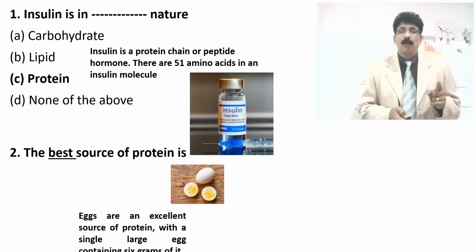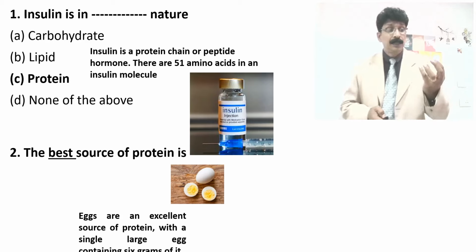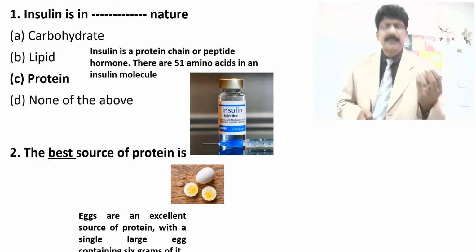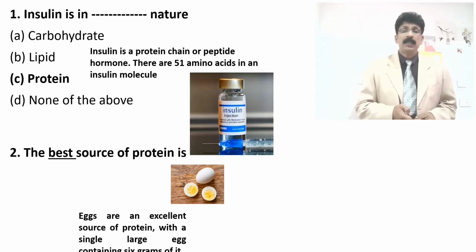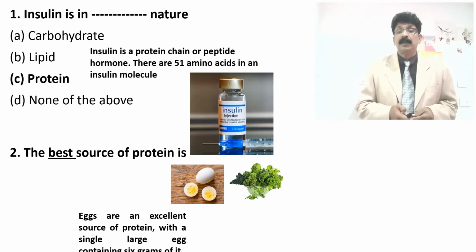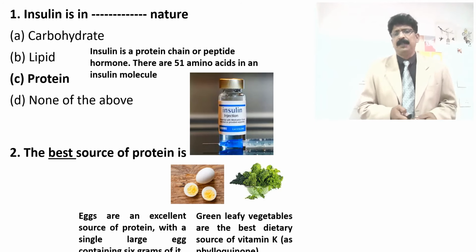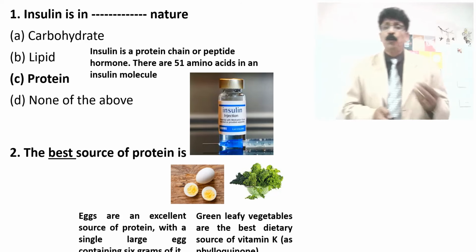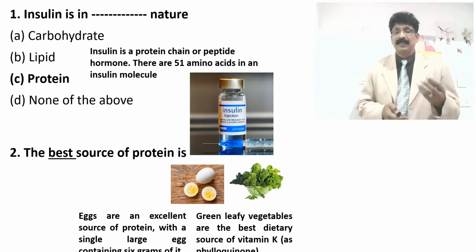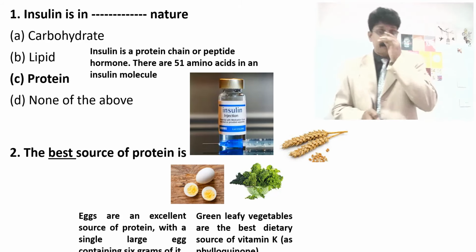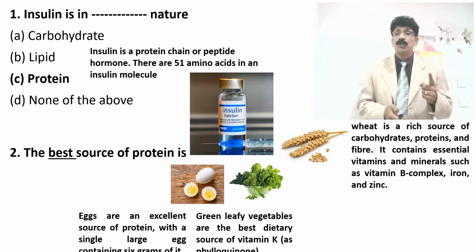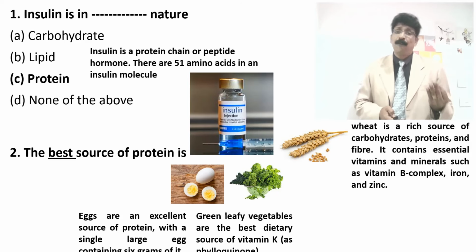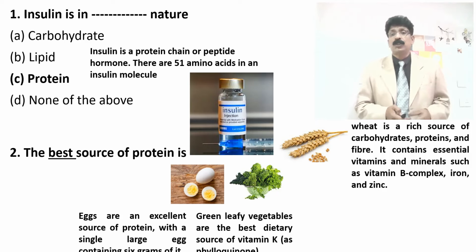Egg is an excellent source of protein. With a single large egg, you can acquire 6 grams of protein actually. So it's very good for taking an egg every day. And vegetables, if you see green leafy vegetables, are our best dietary source for vitamin K, as phylloquinone, you know, vitamin K. And we can say wheat is a rich source for carbohydrates, proteins and fibers, and it contains essential vitamins and minerals such as vitamin B complex, iron and zinc.